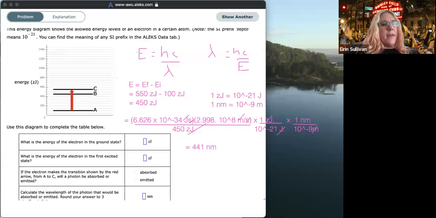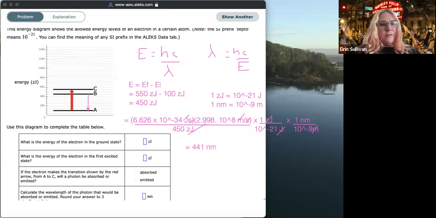So just remember, if the arrow was going the other way, like say from B to A, that would be an emission. The final energy minus the initial energy would give me a negative number. So delta E would be negative. That's telling me that the energy is being emitted.